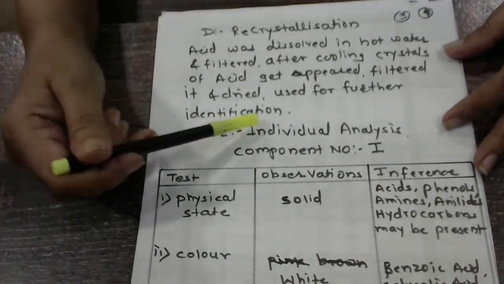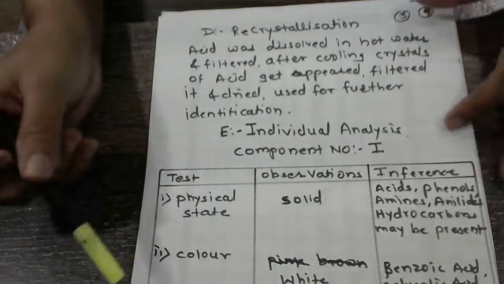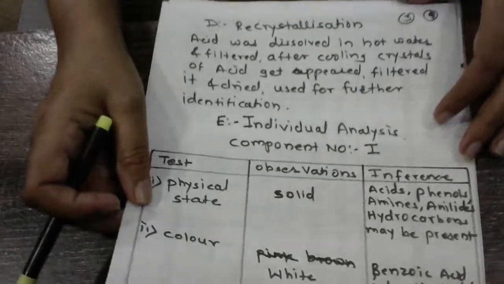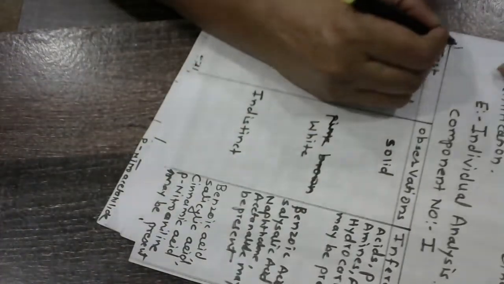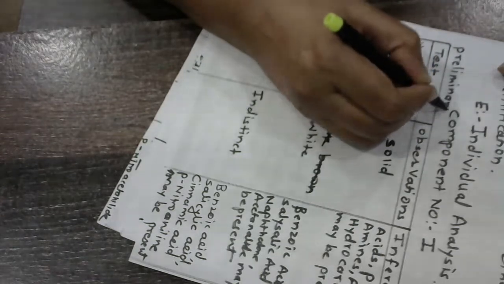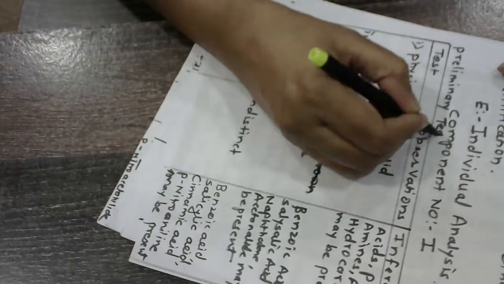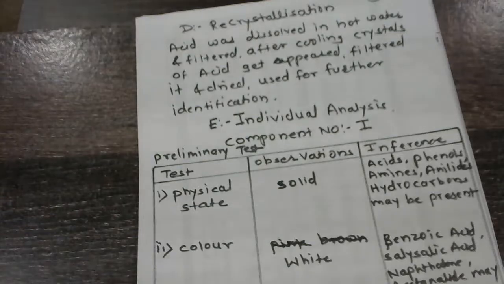Next step is individual analysis. Now first, component number one. Now we are going to take first the preliminary tests. So we first go to the preliminary tests. These are the tests which we can visually locate or detect.